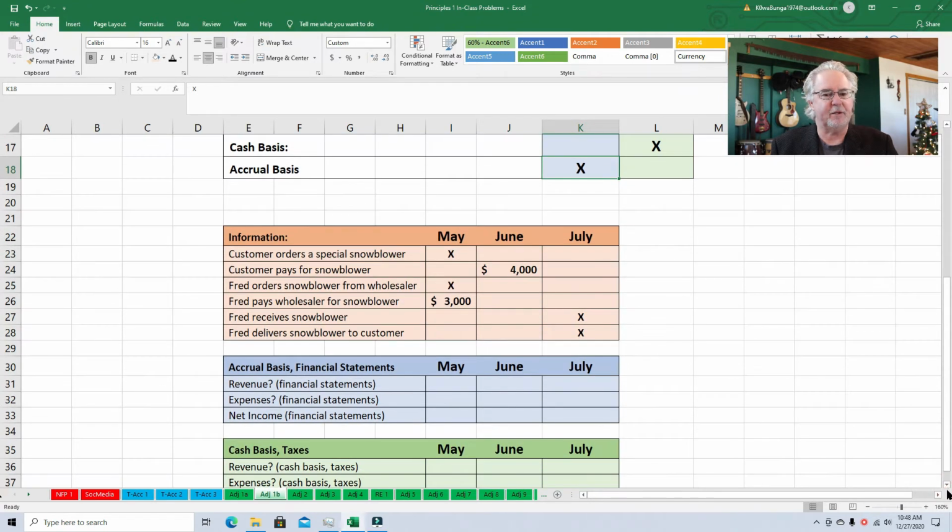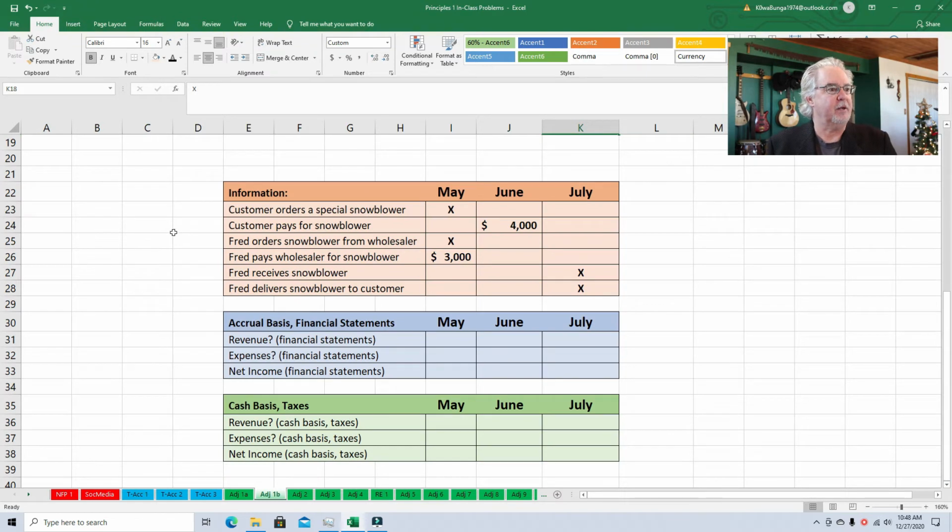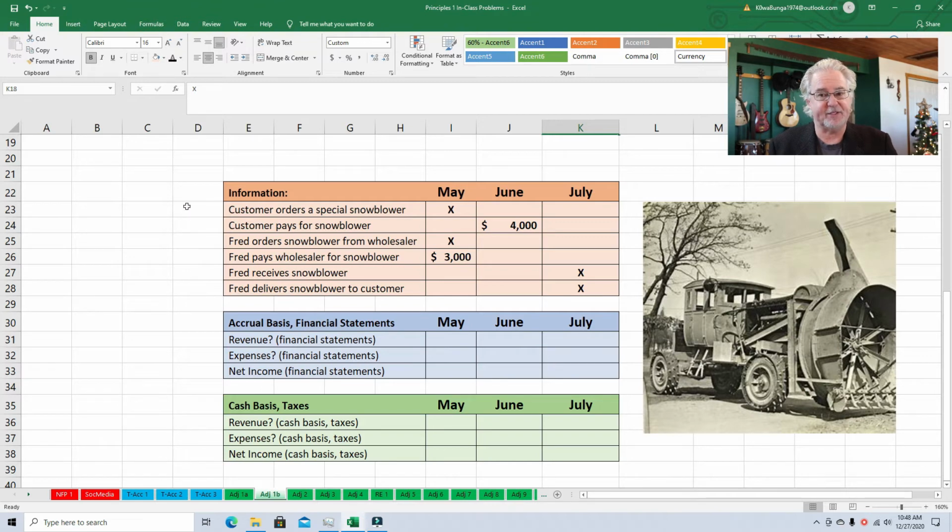Well, here we are in the pink box right here in the middle. All right. Well, here's what's going on. A customer orders a special snowblower. This is a real fancy snowblower, really nice. And the customer orders it in May. And the customer pays for the snowblower in June. All right, so this is money coming in June.